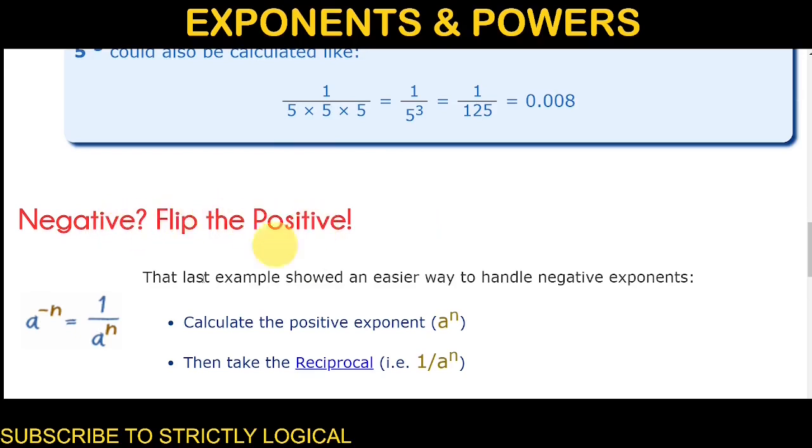So in generalized form, what we need to remember is in case of negative exponent, we just need to flip the positive exponent. For example, a to the power minus n is equals to 1 upon a to the power n. Here the power is negative and if we do the reciprocal of that number, that power will become positive. Another method to solve the negative exponent is calculate the positive exponent first, that is a to the power n, and then take the reciprocal of it, that is 1 upon a to the power n.